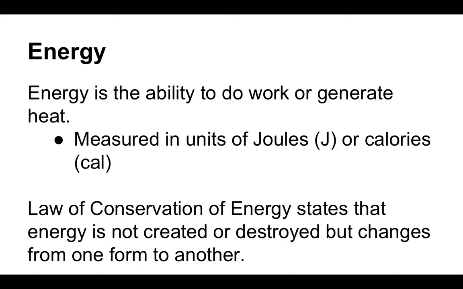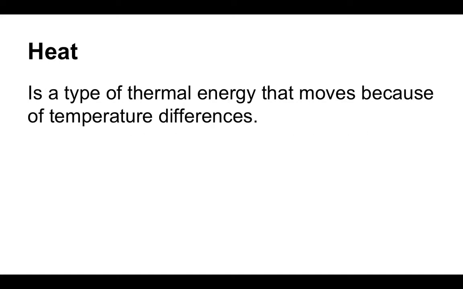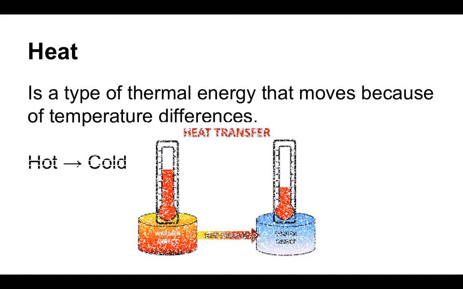The law of conservation of energy states that energy is not created or destroyed, but it just changes from one form to the next. Heat is a type of thermal energy that moves because of temperature differences. Usually it moves from things that are hot to things that are cold until they come into equilibrium, meaning that their temperatures are the same.